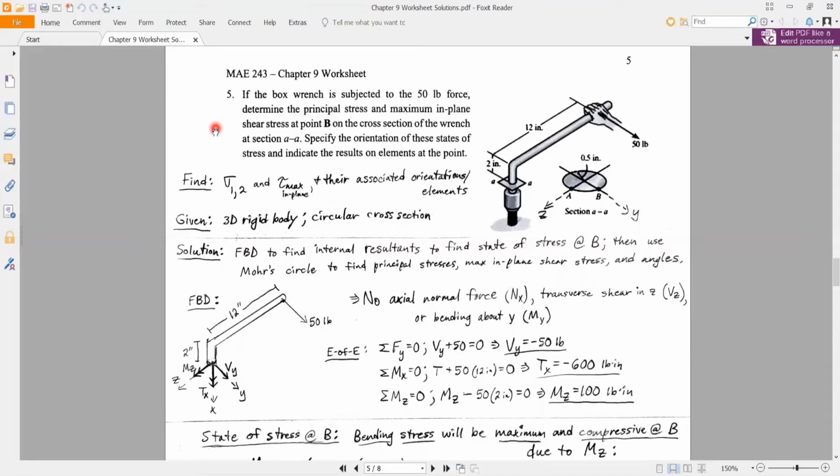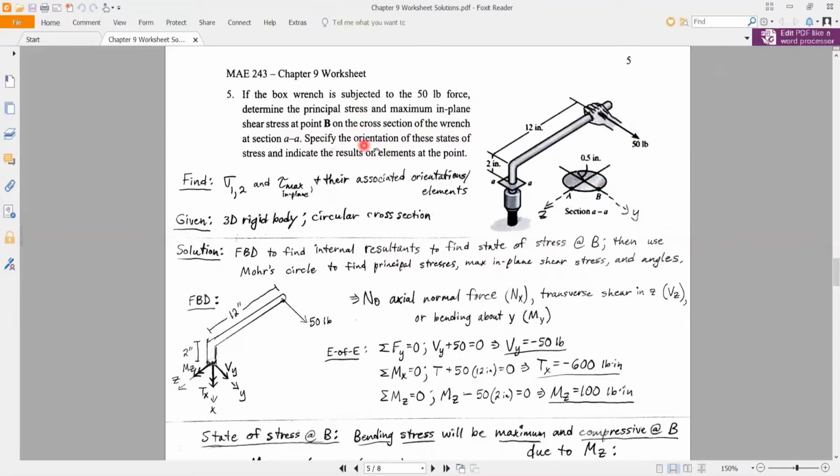Okay, Chapter 9, Worksheet number 5. We have a wrench with a 50-pound force being applied to it here at the end. We're told to determine the principal stress and maximum in-plane shear stress at point B here on the cross-section of the wrench at section AA.